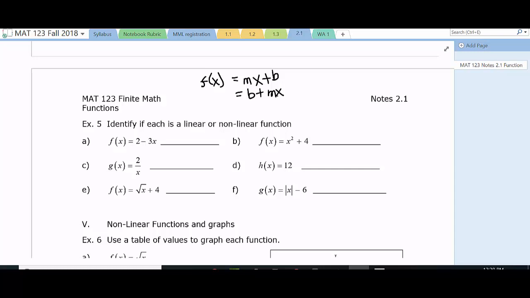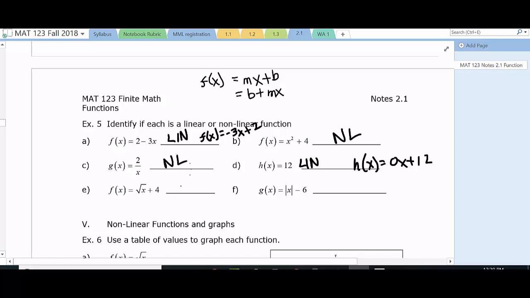That's no good because x is in the bottom, and that's got a square root. So the only ones that are linear are going to be these two. So that's linear, and that's linear. Okay? And again, this thing right here could be written as f of x equals negative 3x plus 2. That way it's mx plus b. And then this one could be written as h of x equals 0x plus 12. The rest of them are nonlinear, okay?